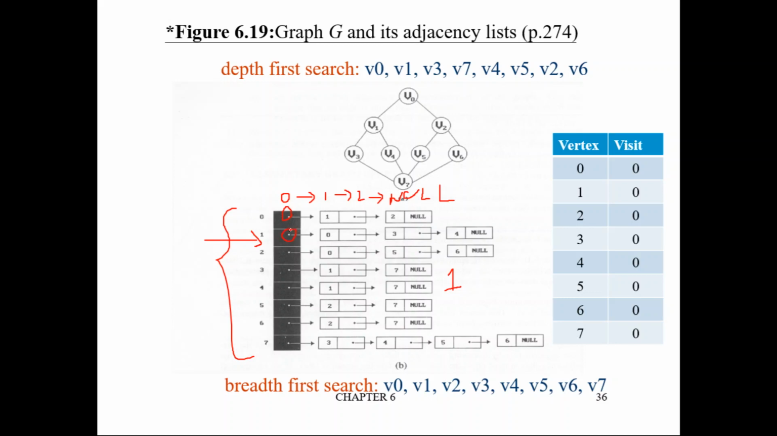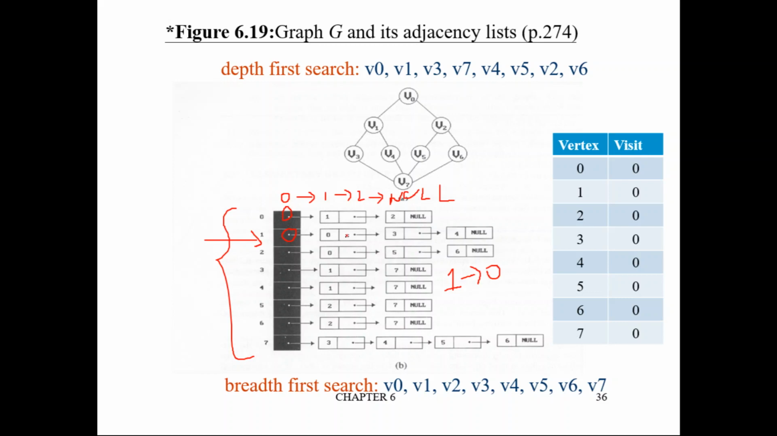Initially, traverse is equal to adjacency list of I. It doesn't mean that traverse is pointing to 1. No. Traverse is pointing where 1 is pointing. Adjacency list of 1 is pointing to where? 0. So when you say traverse arrow key, it will display 0. This 1 we are displaying outside the loop.